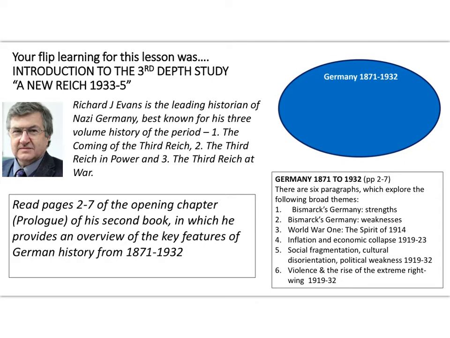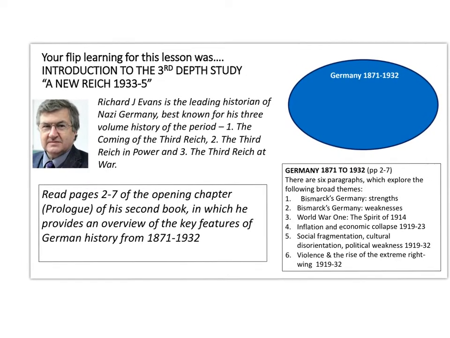So your flip learning for today's lesson, which is the outer ring, was to go to Richard Evans. Hopefully you've done this, and read the prologue of his second book, The Third Reich in Power. In this prologue he summarises his first book, which is called The Coming of the Third Reich. It's a really useful chapter because it's a great historian summarising the key points from his point of view.